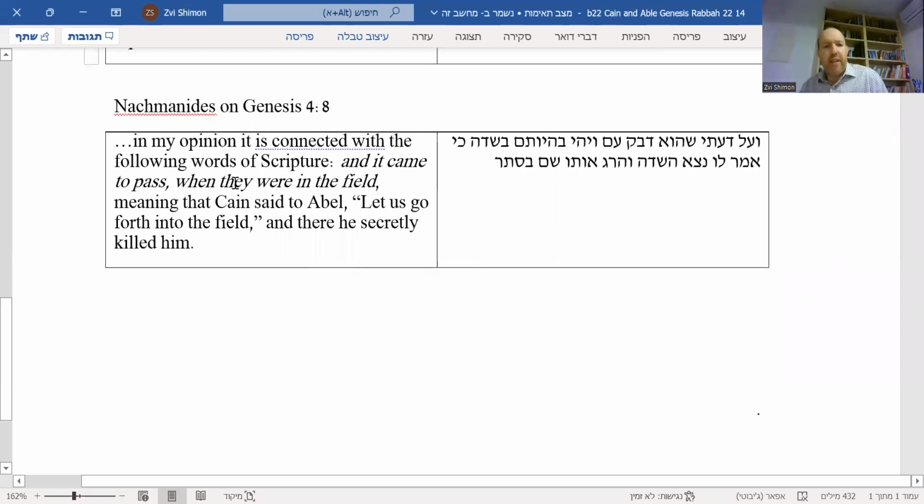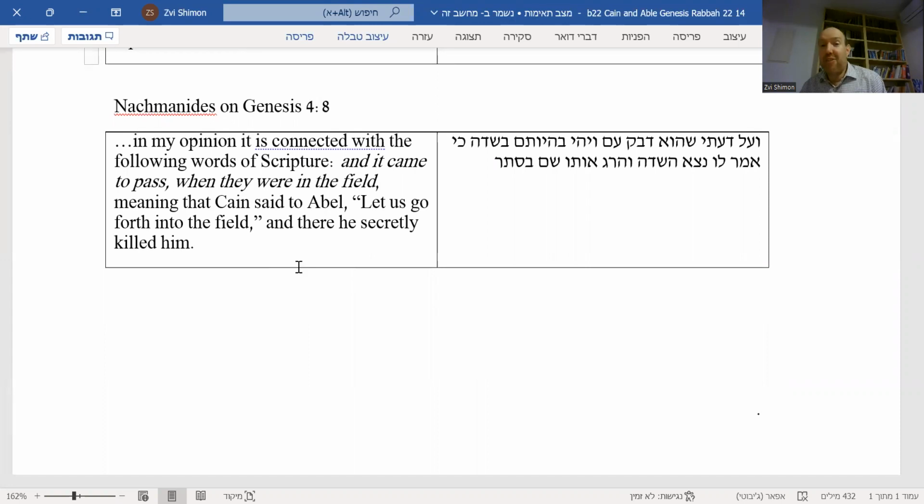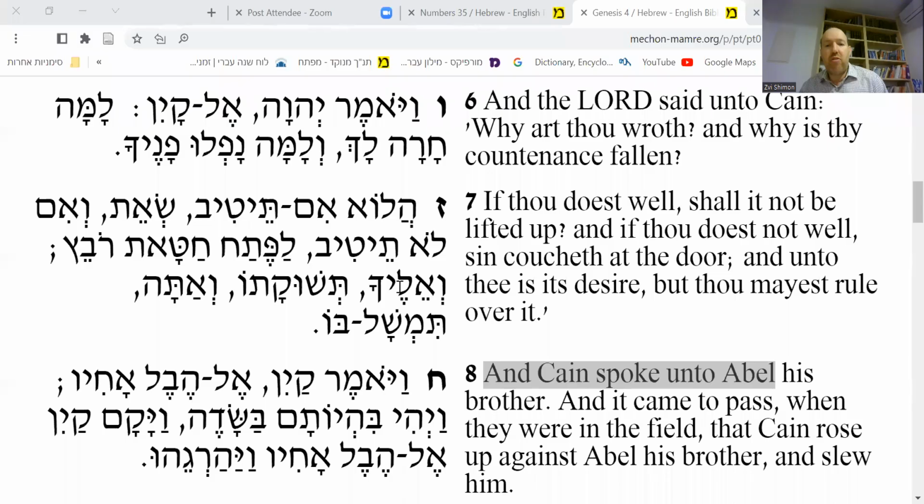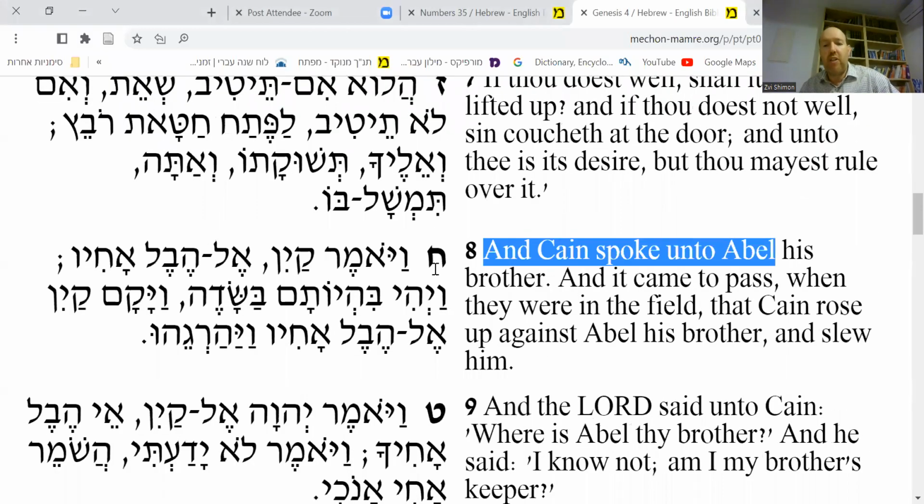In my opinion, it is connected with the following words of scripture. And it came to pass when they were in the field, meaning that Cain said to Abel, let us go forth into the field. And there he secretly killed him. What is Nachmanides proposing? Counter to Ibn Ezra, who said what was said could be understood from what appears previous to verse 8, Nachmanides is proposing that what was said could be understood with what appears immediately following the continuation of the verse.